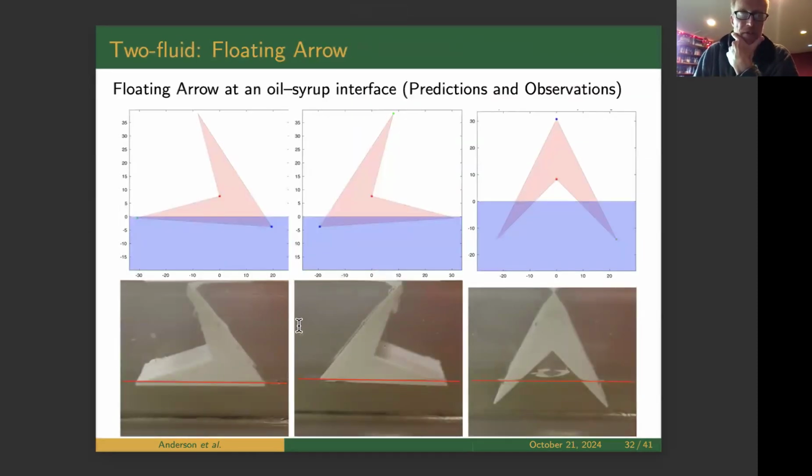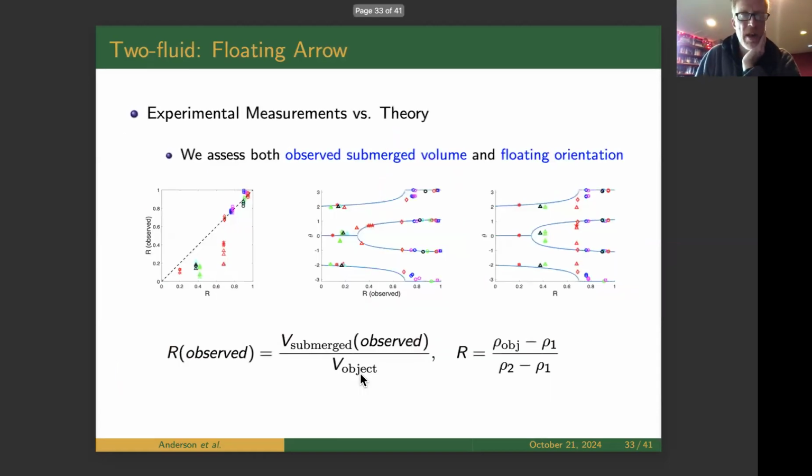So we floated a bunch of different shapes in a bunch of different systems. Here's some predictions for a particular density ratio and some observations that we felt were pretty reasonable. If you look for differences, you'll start seeing a little bit of things that are different between the predicted version and the actual version. But anyway, we felt like we were doing a pretty good job in some cases.